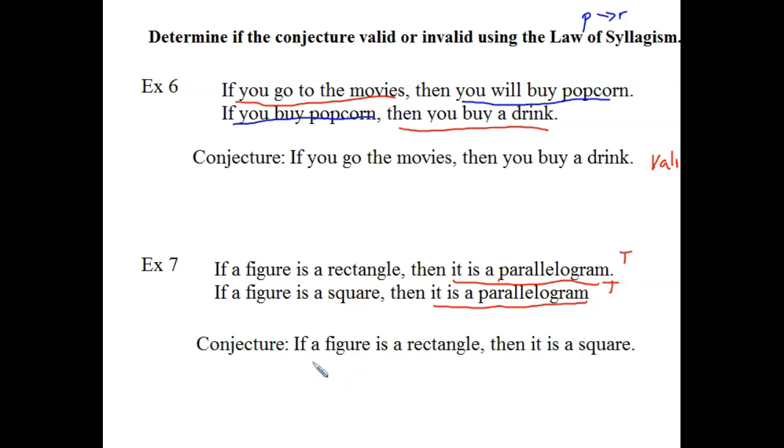So if we tried to make a conjecture: if a figure is a rectangle, then it is a square, which is in itself a false statement. That is sometimes true, but not an always statement. So our conjecture in this case is invalid. We cannot use the law of syllogism to make a comparison between these two if-thens.